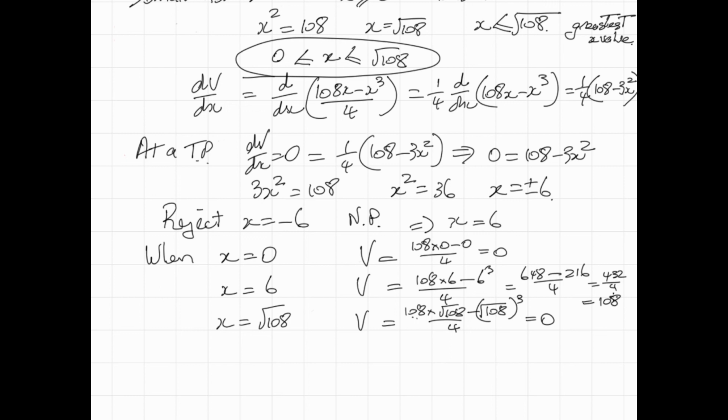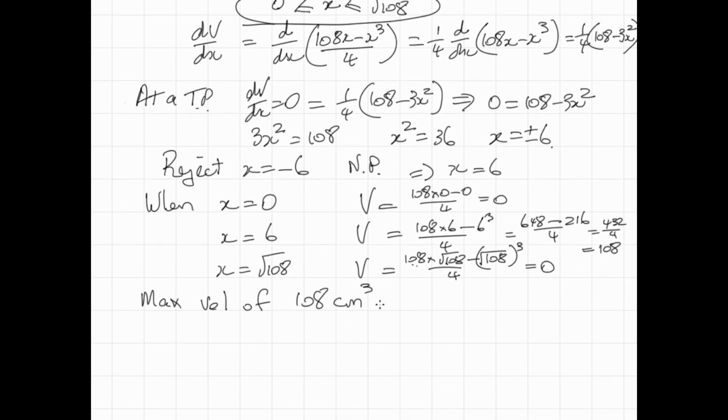So the question asked not what was the volume, but what were the dimensions. So we've got maximum volume of 108 cubic centimetres. That 108 has nothing to do with this square root of 108. So maximum volume 108 when x equals 6, so the base is 6 centimetres, and then we've got to find h.